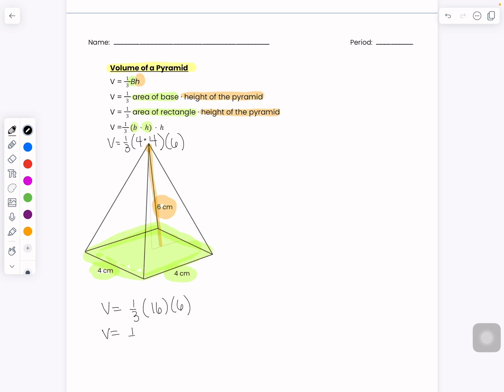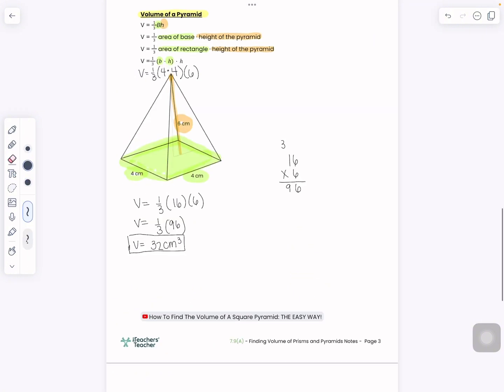Volume equals 1/3 of 16 times 6. 6 times 6 is 36. Put down the 6 and carry the 3. 6 times 1 is 6, plus 3 more is 9. And we know that 1/3 of 96 is 32 centimeters cubed. And remember, if you need another example of finding volume of a pyramid, there is a video link for you to click on at the bottom of the page.